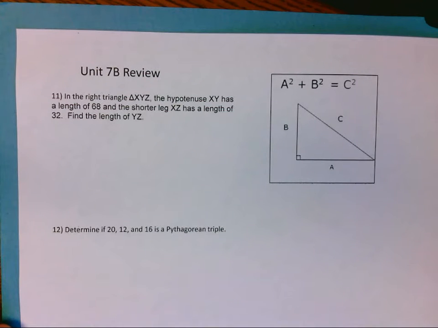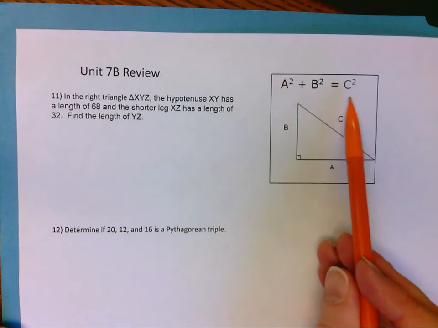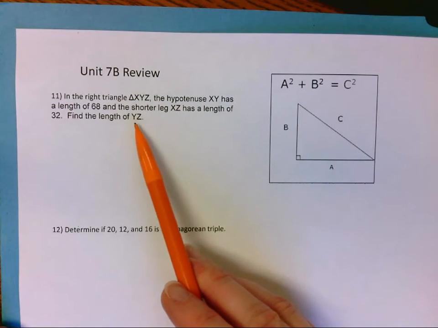Unit 7B review, number 11. In the right triangle XYZ, the hypotenuse XY has a length of 68, and the shorter leg XZ has a length of 32. Find the length of YZ. We'll use the Pythagorean theorem to find the length of YZ.